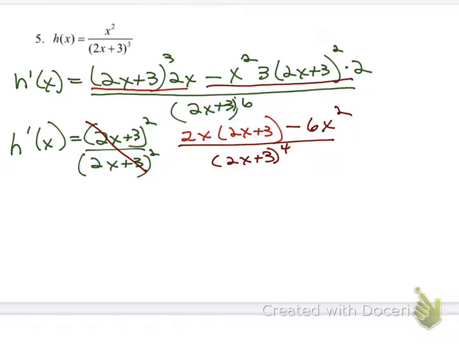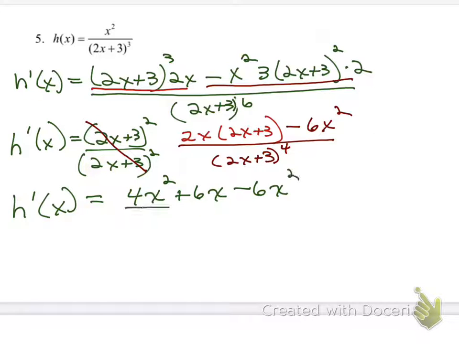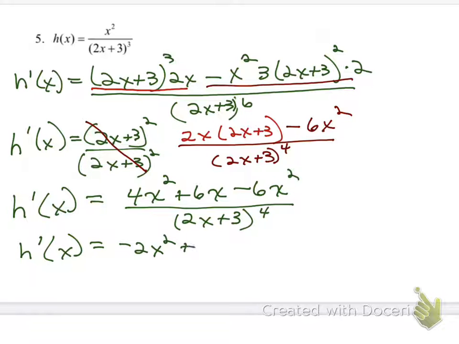I'm also going to get rid of this because that's a fancy 1 and that cancels and it's gone. Okay, it doesn't stay in your problem. Cancel and it's gone. All right, in the numerator, I have left 4x squared plus 6x minus 6x squared all over 2x plus 3 to the 4th. Okay, we can still keep going. All right, this is going to equal negative 2x squared plus 6x over 2x plus 3 to the 4th.